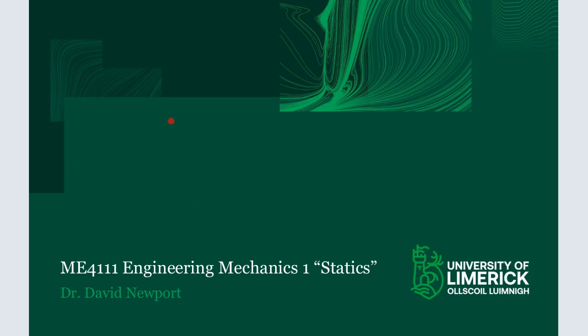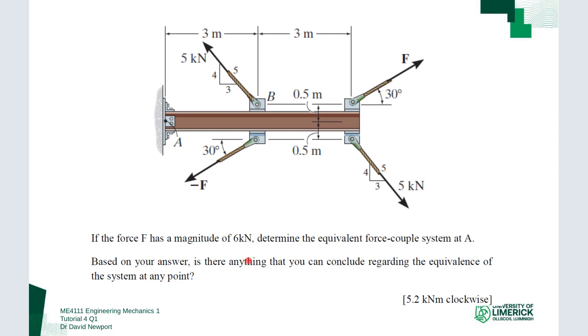Hello again, we're on to sheet 4 of ME4111. So this will be question 1 on tutorial sheet 4. If we look at it here, what we have is a truss that has a number of forces acting on it. And we're asked to determine the equivalent force couple system acting at point A.